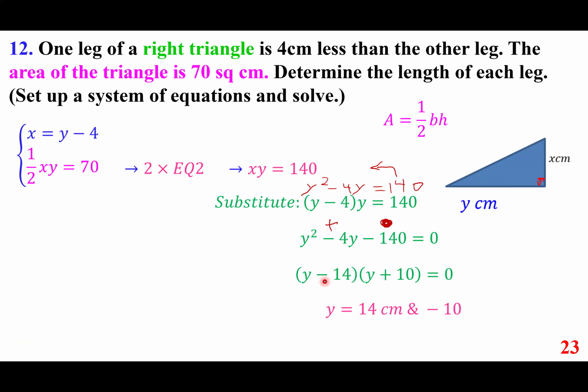And of course, the same units. This is square centimeters, this is centimeters. Because we are dealing with dimensions, negative is out. So Y can only be 14. And if you replace it here, 14 minus 4 is 10. So one is 14, the other one is 10. The dimensions are 10 and 14 as the final answer, everybody.